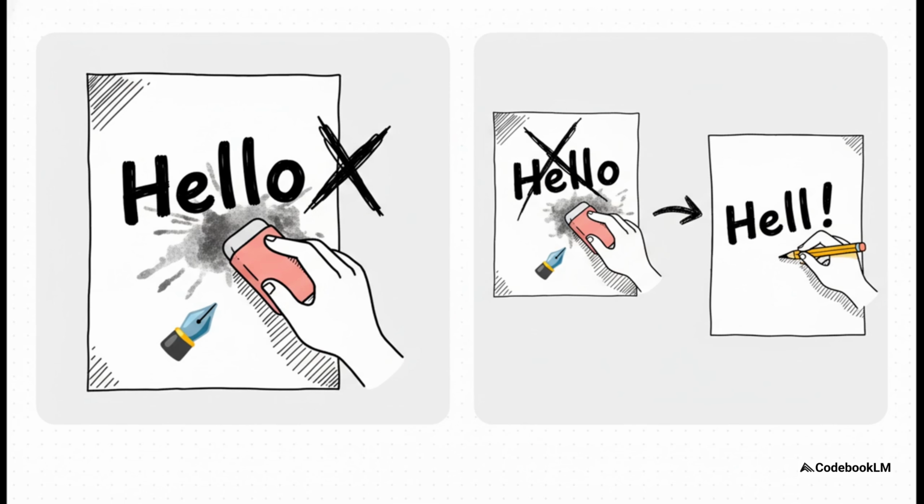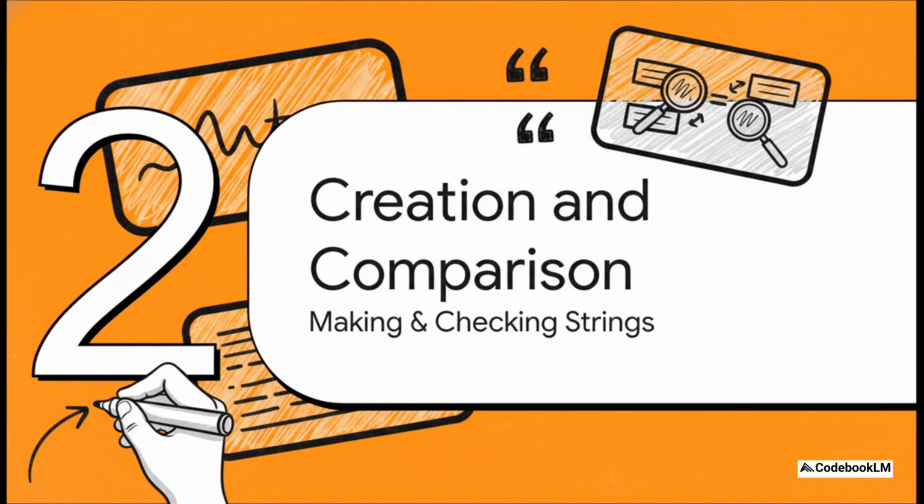Well, think of it like this. A string is like writing something down in permanent ink. Once you've written hello, you can't just go back and erase the O to make it hell. No way. If you want to make that change, you have to grab a totally new piece of paper and write the new word from scratch. And that's exactly what Java does. Every time you think you're changing a string, what's really happening is that Java is creating a brand new one in memory.